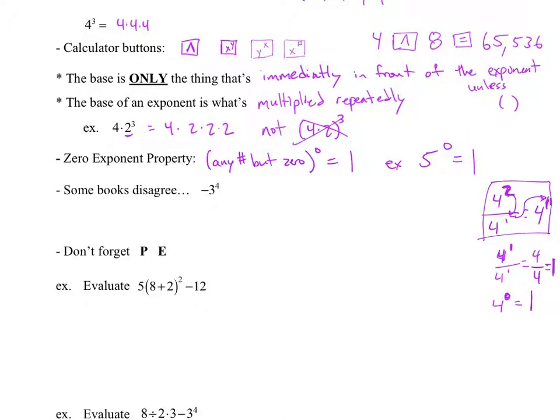Why 0 doesn't work: 0 to the 0 power doesn't equal 1, because you can't do 0 divided by 0. So that's why that one doesn't work. You don't need to remember all this stuff on the side. You just need to remember any number to the 0 power is 1, unless it's 0. Okay?